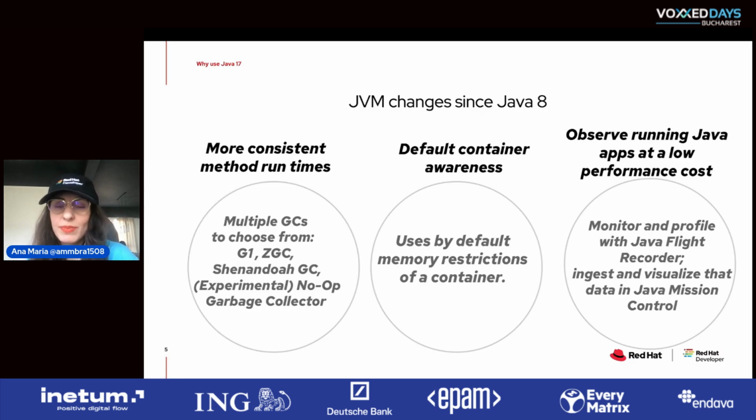Well, if you're still on 8, because at the beginning of the conference today I asked on the chat what version you are using, and there were some responses in the poll regarding 8. However, you should note that there are some JVM changes since Java 8, like more consistent runtimes. You have multiple garbage collectors to choose from. Starting with Java 9, G1 was introduced, and a lot more followed. Why is it good to have multiple garbage collectors?